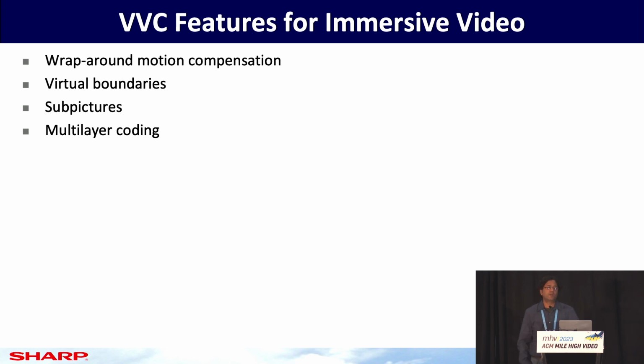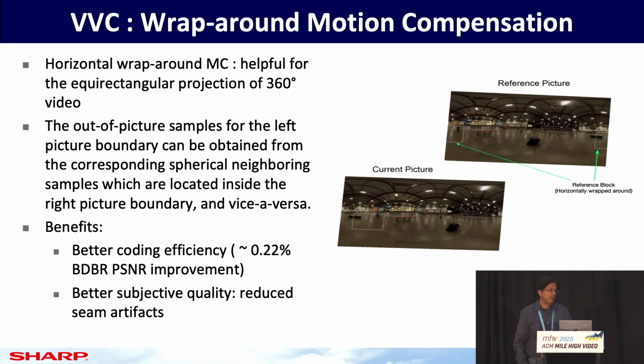So first, let's look at VVC features which are suitable for immersive video. And I picked 4 main topics, and let's go through them one by one. The first one is wraparound motion compensation. It only works in horizontal direction, and the main use case was equirectangular projection, which is shown here for a current frame or a current picture that we are trying to compress and a reference picture.